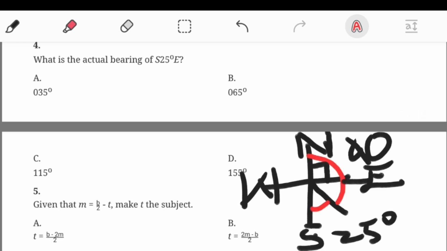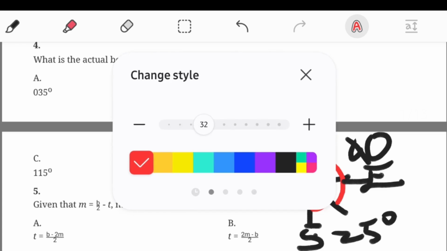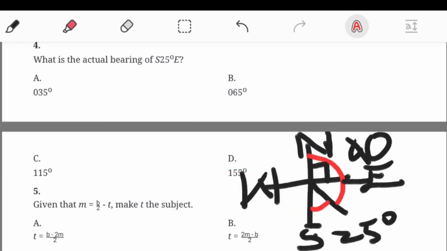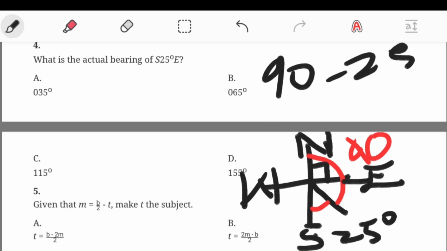So the total angle from north, they want the total angle from north to that particular line here. So from north to east is 90 degrees. From east to that line is 90 degrees minus 25 degrees. So you take 90 degrees minus 25 degrees, which will give you 65 degrees.